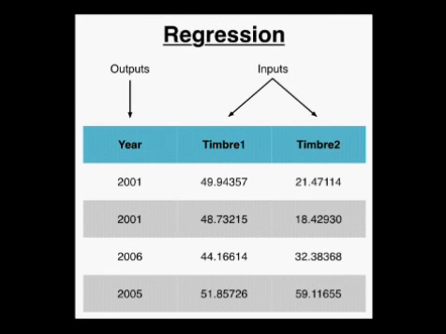We have a year, which is on the left-hand side of the table, and you can see it's labeled as outputs. For instance, the first one is 2001, the next one is 2001, then 2006, then 2005. What we're trying to do is predict the year that a song came from based on some information about what it sounds like. We're only looking at two here, timbre 1 and timbre 2, but there are actually 90 columns in this data set that you could use to make this prediction.